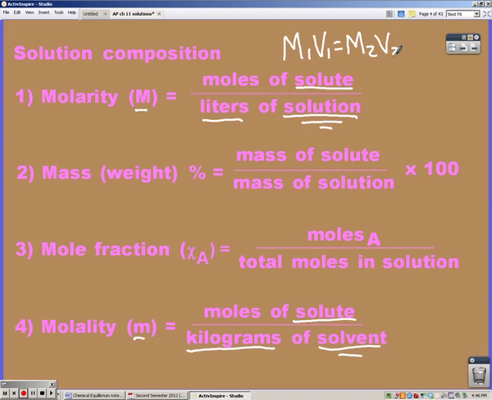And you also need to know your dilution equation, which is M1 V1 equals M2 V2. Remember that M was your molarity and V is volume. You should know that molarity can change with temperature, because when you change the temperature, the volume of the solution is going to vary slightly.